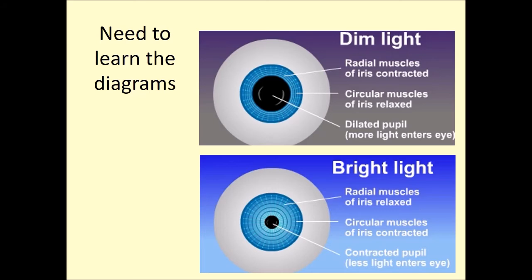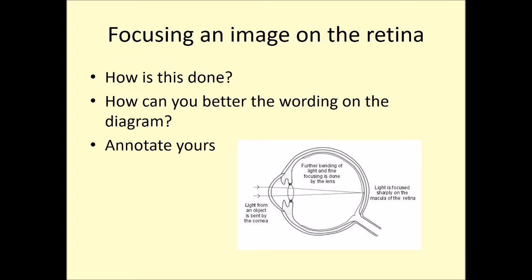Let's talk about accommodation. Let's talk about how we focus an image on the retina, and how we could actually make the wording better on this diagram. So let's have a look at this diagram. Light from the object is bent by the cornea. Now, saying that light bends is not really good science. We need to be using key vocabulary. So we would say that it refracts. So if you've got this diagram drawn, don't include the word bent, because that doesn't really help. And then we've got further bending of light, and fine focusing is done by the lens.